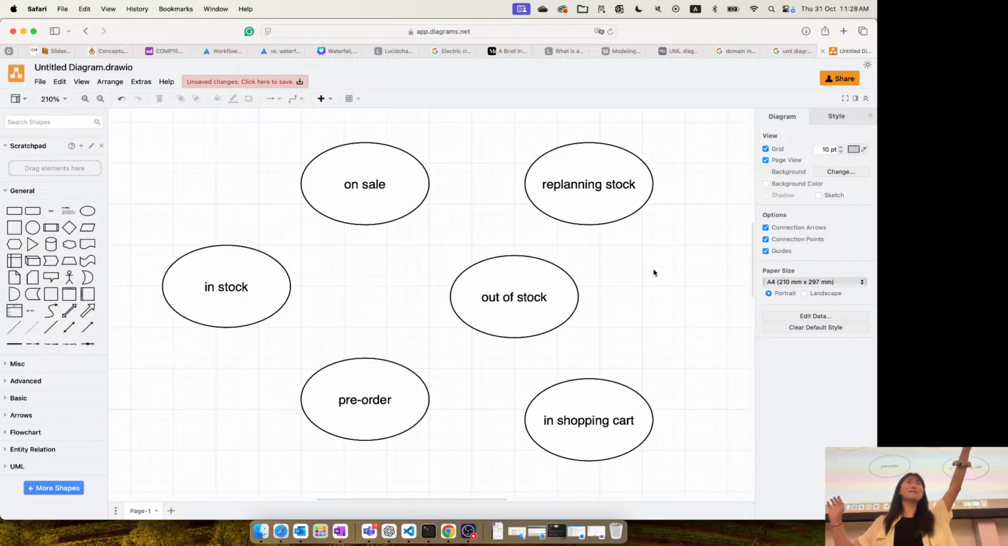What's the second element of a state diagram? Can you remind me? Transitions, right? So now we can have some transitions. And the third element is actions, right? So let's now draw the transitions and the actions together. So from on sale, we can do, for example, it's on sale, and the customer puts that. What is the state of pre-order?